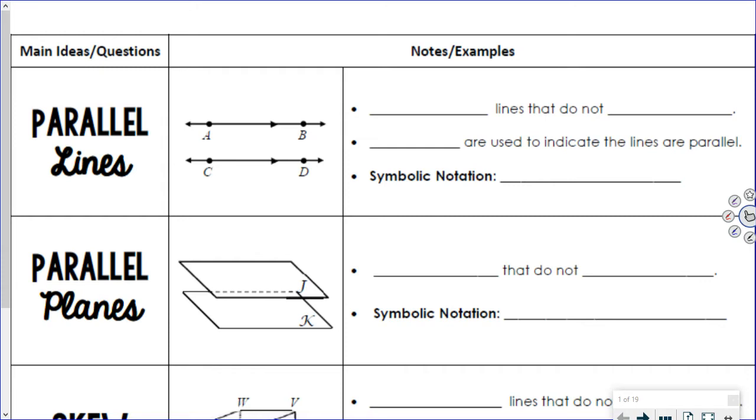Well, the key is that they are lines that do not intersect. Now, as you are looking at this, here's the thing. We have another fill-in, and the fill-in that is in front is super important: they are coplanar. In other words, they are in the same plane. So coplanar lines that do not intersect.